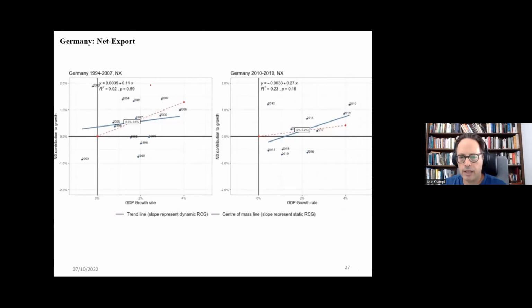In terms of net export, here again we see an increase from 0.11 to 0.27 of the dynamic net export RCG. And we see also that in both cases, the slope is positive, which means Germany can achieve both growth and improve its external balance.